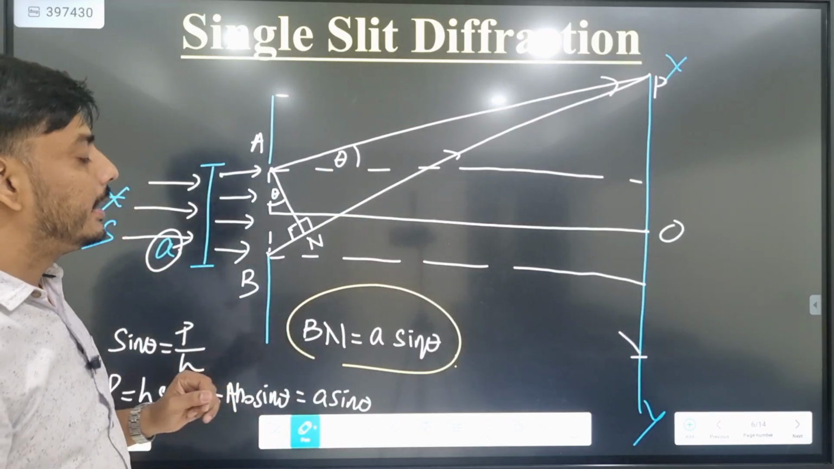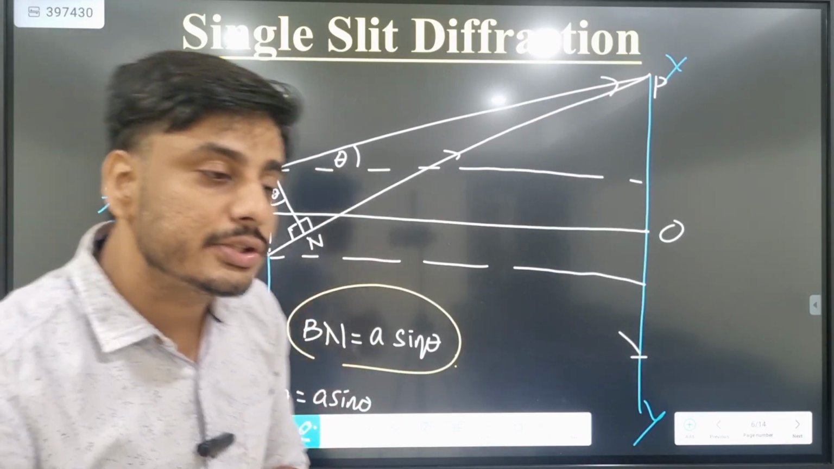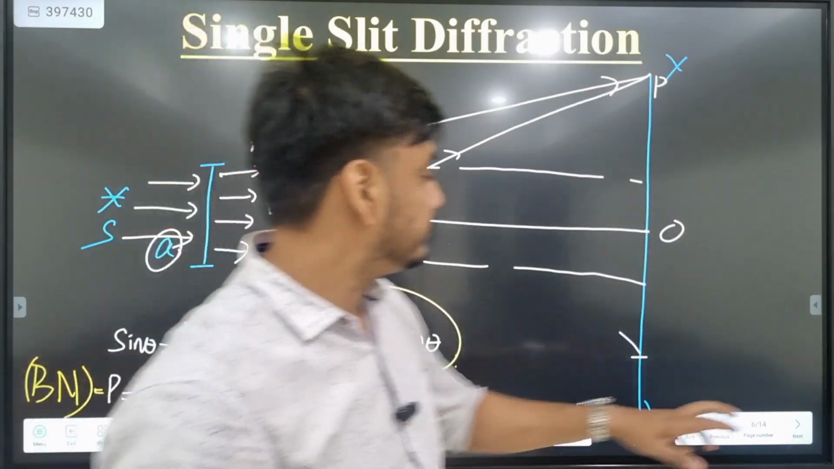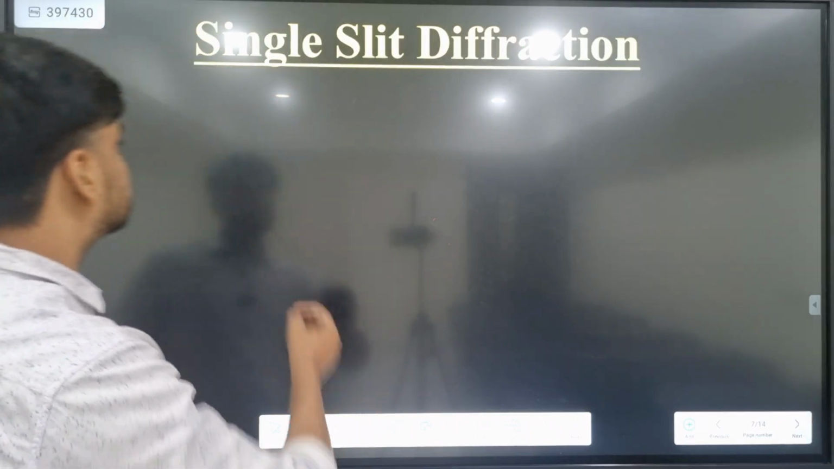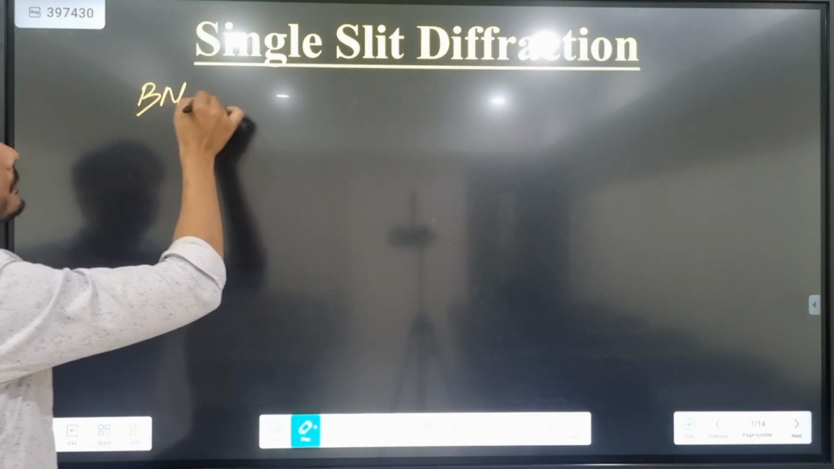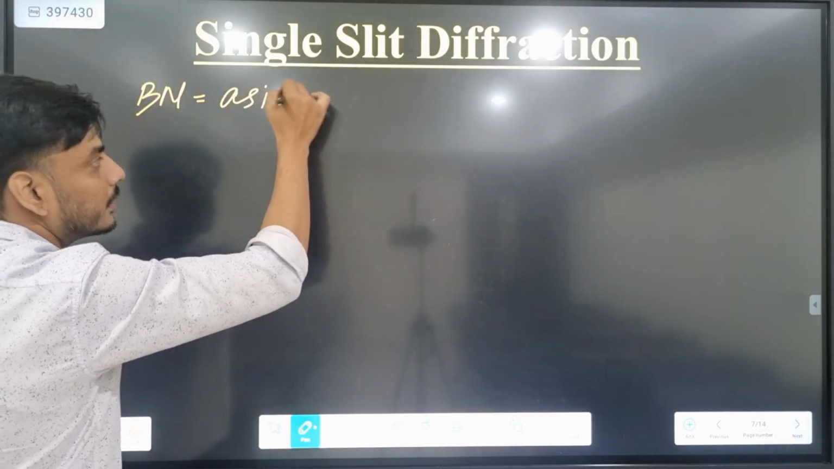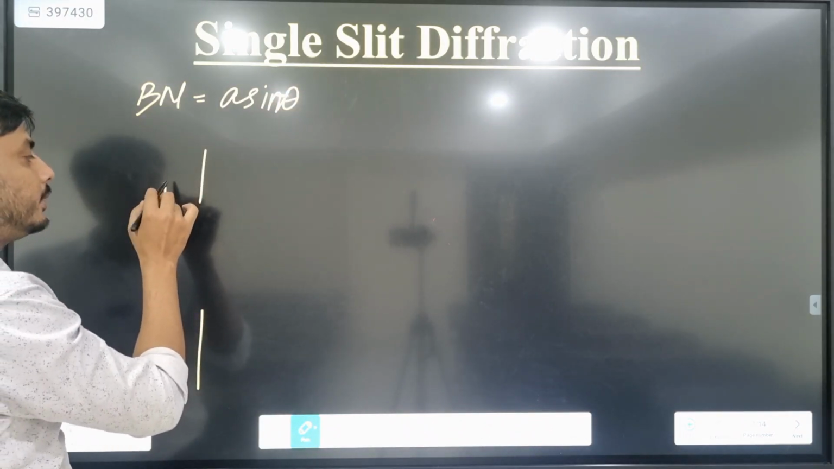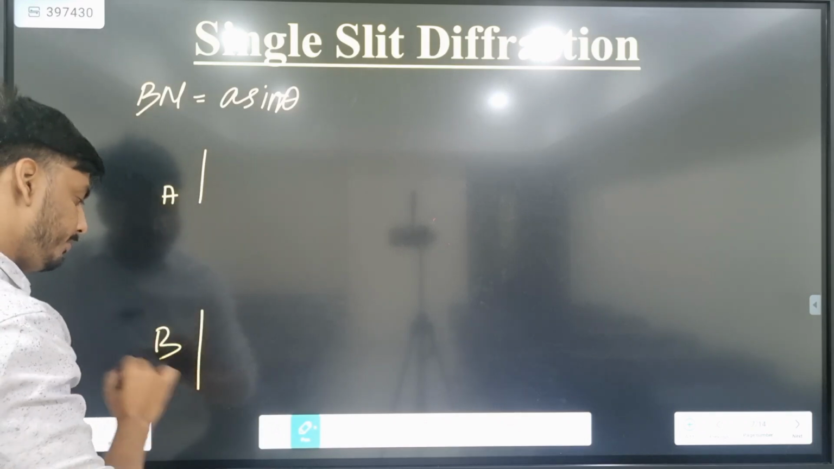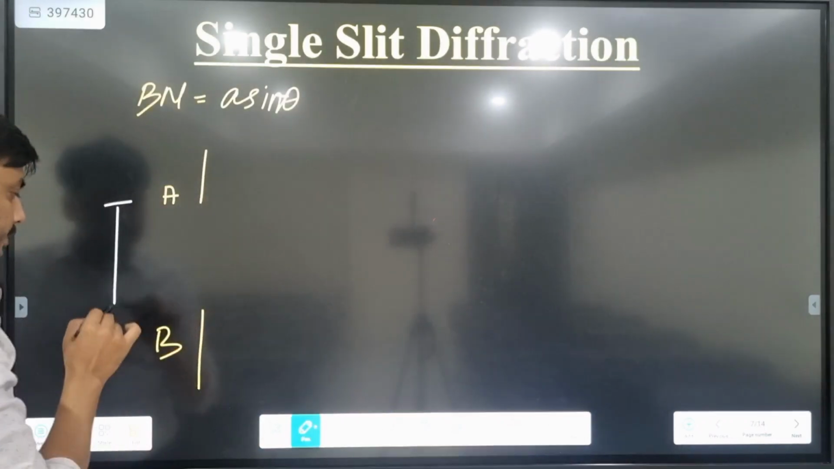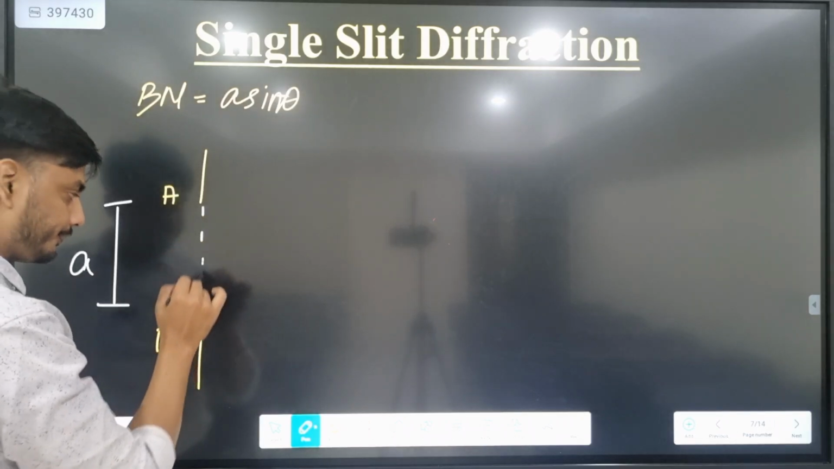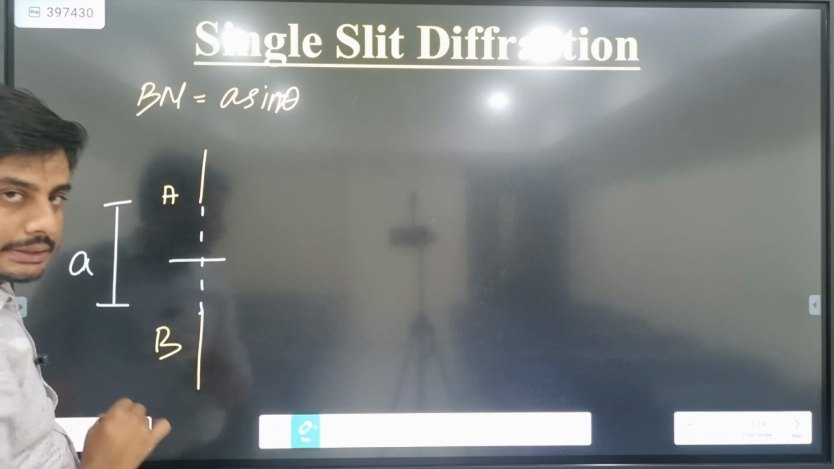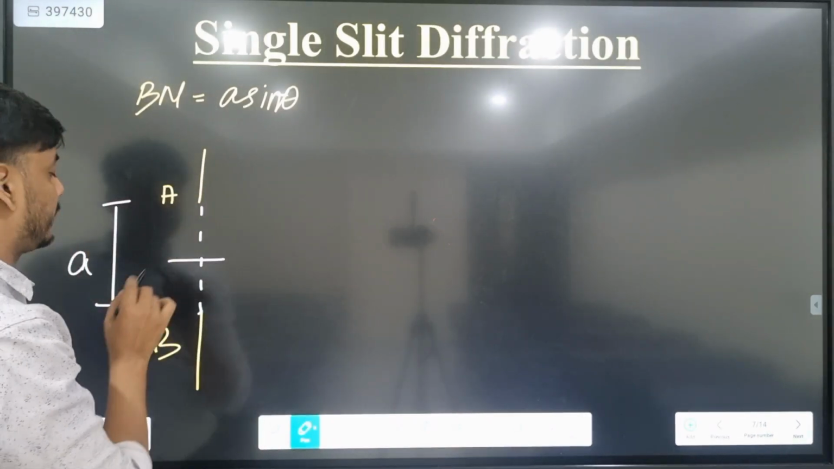Clear up to this? Now we are going to use the conditions for constructive as well as destructive interference. So let's go to the next page. We get path difference BN, and the path difference is a sin theta. Let us divide the slit into two equal parts.